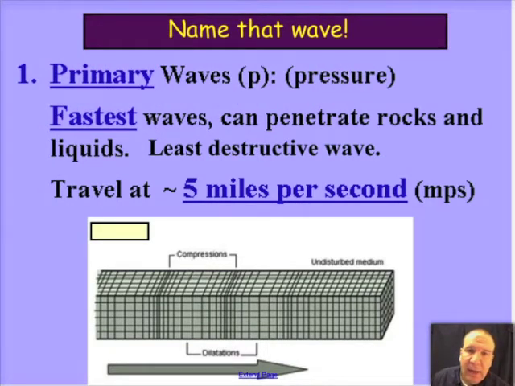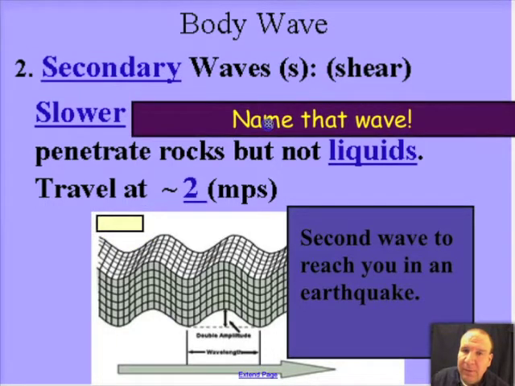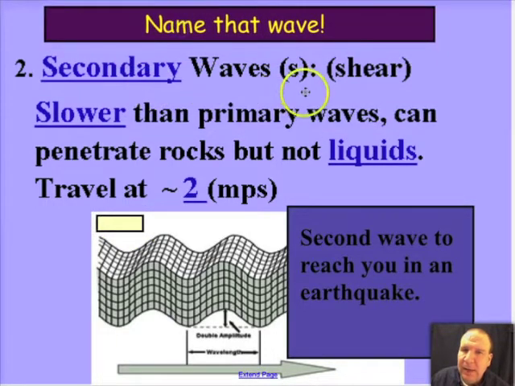Another type of body wave is this type of wave. It's the slower of the two. It comes in second. It cannot go through liquids. This is the big ones. It's slower, but it does not travel through liquids. If you said secondary waves, exactly. Sometimes called the S wave or the shear wave. Now, those are the 2 body waves.